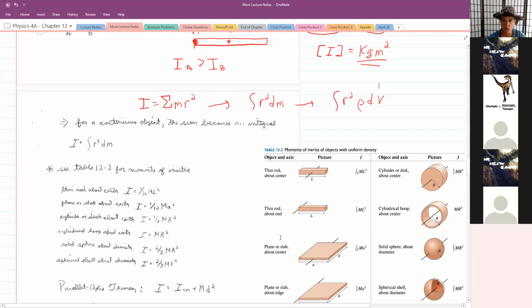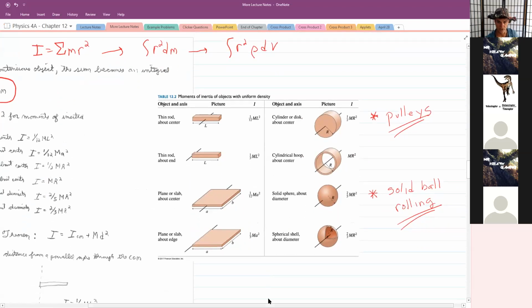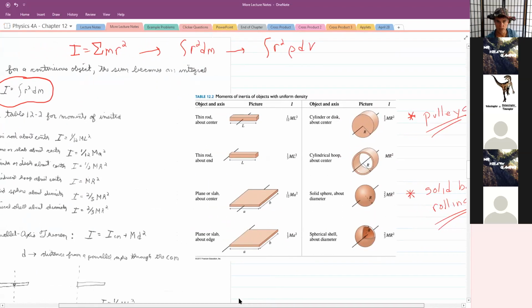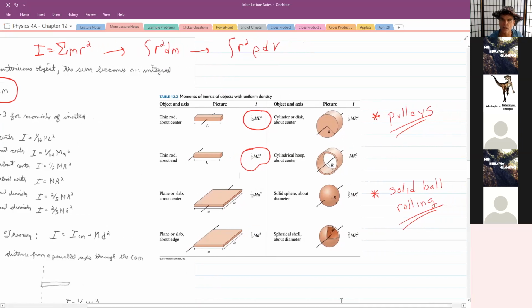But for specific kinds of objects, you just have the results of the integral. So let me just tell you the ones that are going to be important. For a thin rod about the center, the moment of inertia is given by 1/12 ml squared, where m is the mass of the rod, L is the length. If I have a thin rod about one end, it's 1/3 ml squared. You will use those fairly often, but the ones that come up all the time are these two.